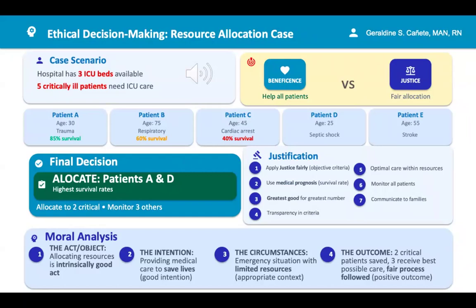So who are those patients again? Patient A is the 30 years old with trauma who has 85% survival rate. And patient D is 25 years old with septic shock and who has 70% survival rate. Okay, so these two patients receive the life-saving care, while others may not survive due to lack of access to ICU. So the outcome is actually again a mixed bag, with some patients benefiting and others suffering.